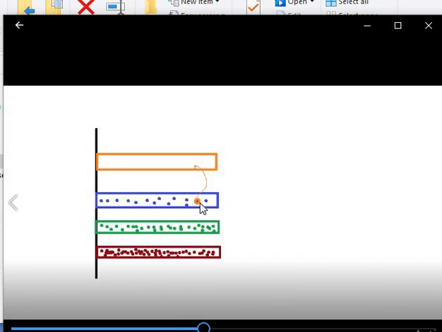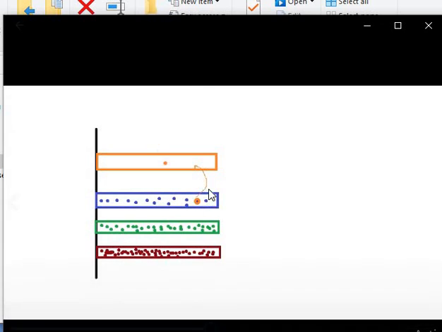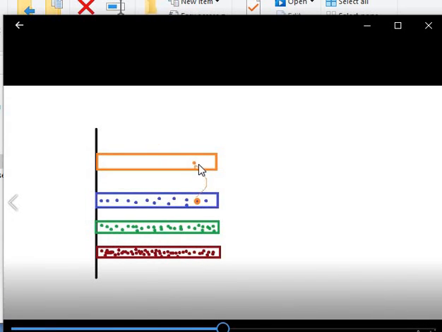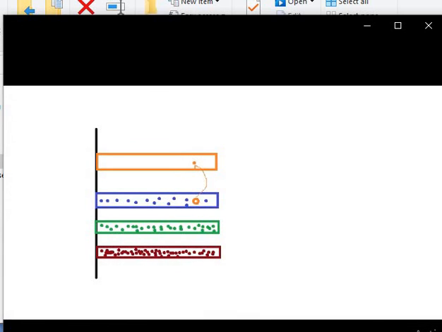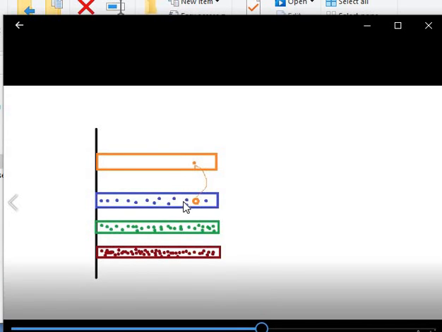This electron attains enough energy that it jumps out, and this is the amount of energy it has attained, and now it's free to move. That is how valence electrons, when they attain energy, jump up here and move to the conduction band. The conduction band represents the free electrons which are capable of flowing current in a material.